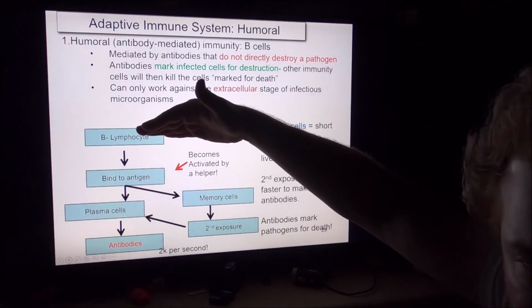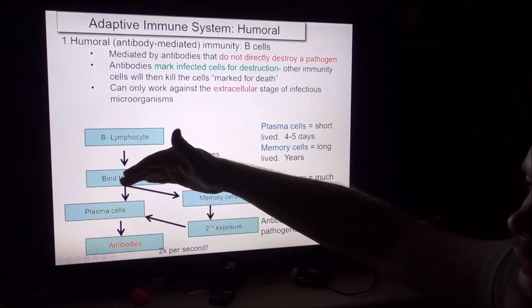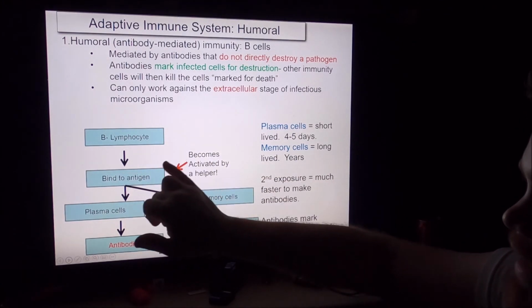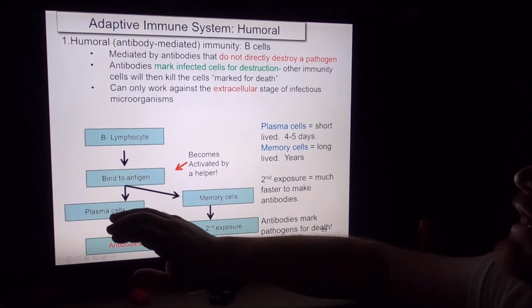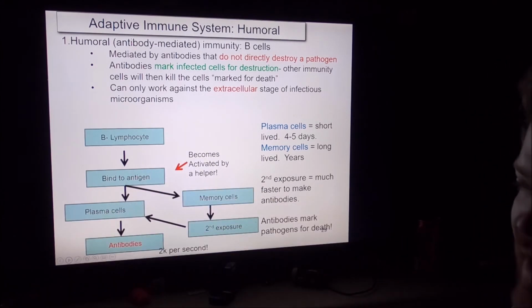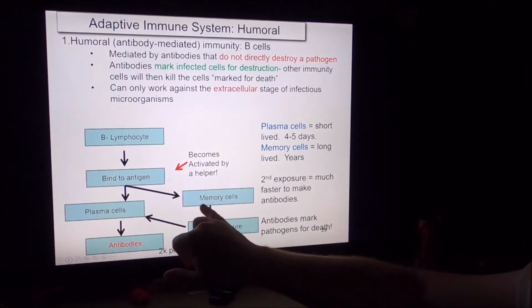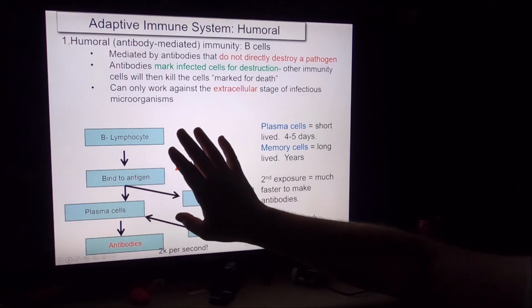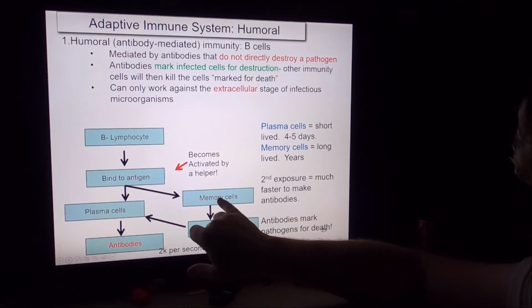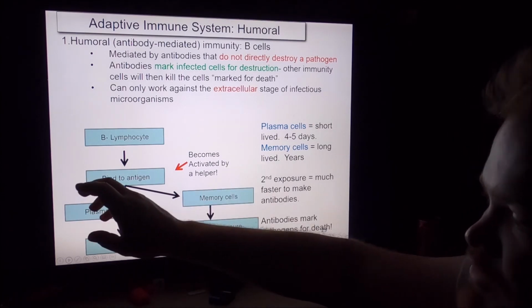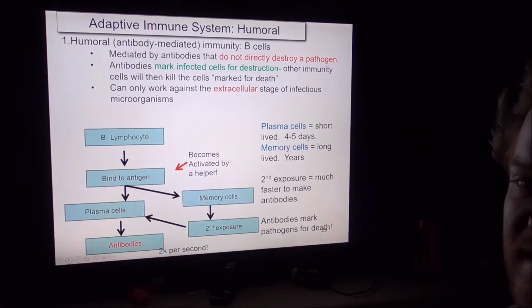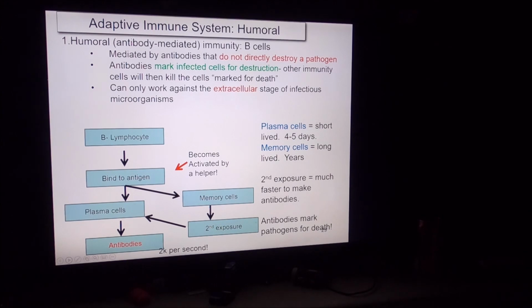Here, I had to have a naive lymphocyte. It's going to have to bind to that antigen. It's got to be activated by a T cell. It's going to start dividing into plasma cells, and then those plasma cells start releasing antibodies. This takes time. Once I've developed specificity and memory, I've got my memory cells. When I'm exposed a second time, those memory cells become plasma cells immediately and start blazing out antibody like it's going out of style. All right?